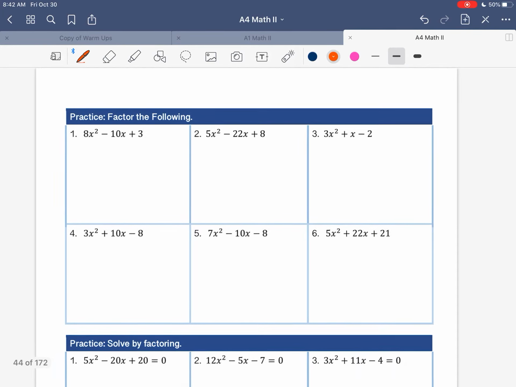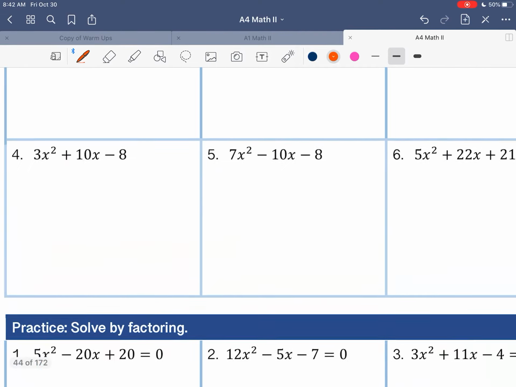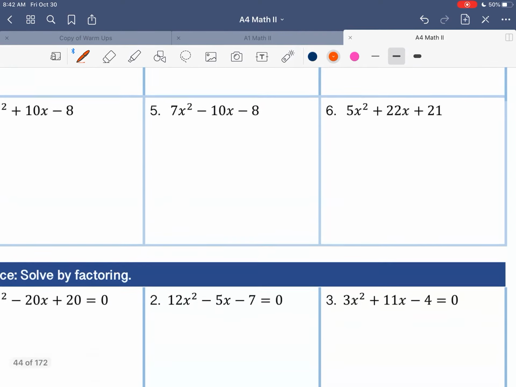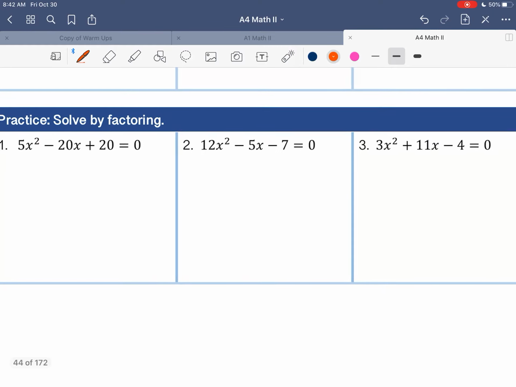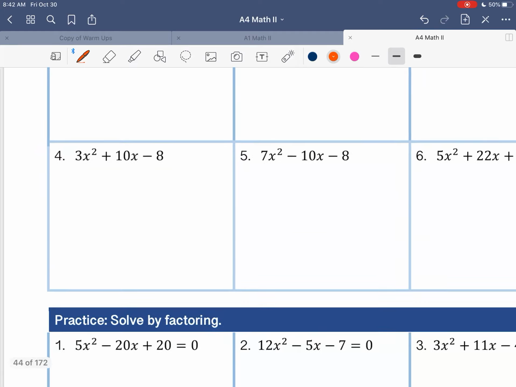So notice the difference in the instructions here. This one says factor, this one says solve by factoring. So on these ones we're just getting it in factored form. On these ones we are going all the way to the answer where you have an x equals something.